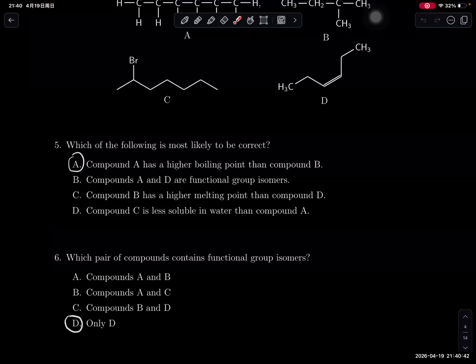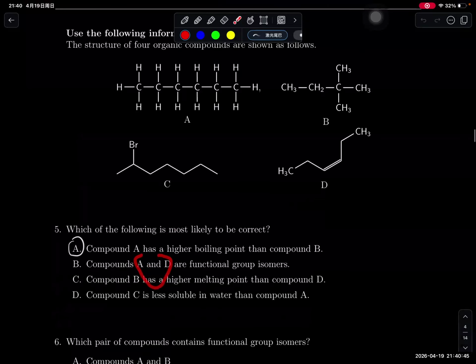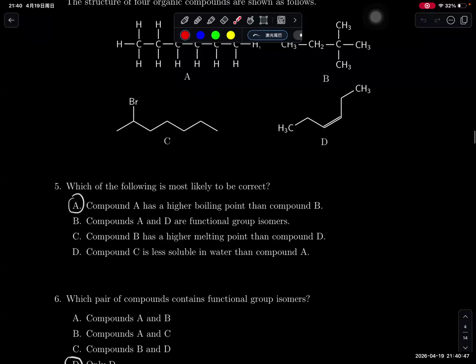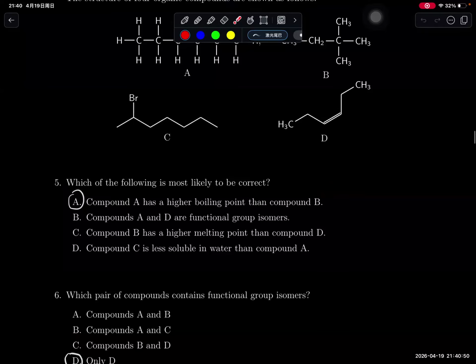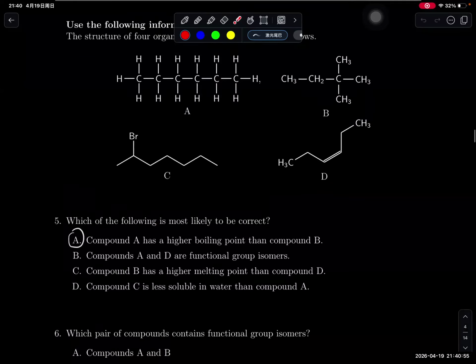B is wrong because they are not functional group isomers. A and D are not even isomers. They don't have the same molecular formula. C is wrong because it says B has a higher melting point than D. That is not going to be true because it's a bulky structure. D says the compound C is less soluble. That's not true. Compound C has a bromine functional group there, so that makes it polar. Compound A is nonpolar, so compound C should have a higher melting point and boiling point, and solubility as well.